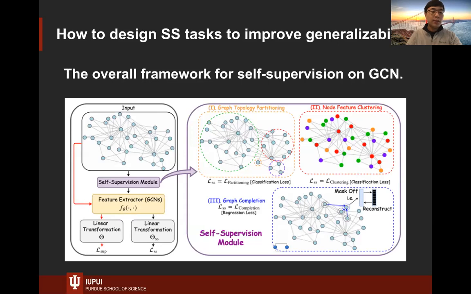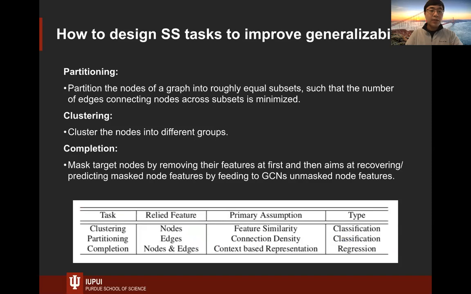For the second question, the paper proposed three tasks: partitioning, clustering, and completion. This figure presents the overall framework for self-supervision on graph convolutional networks. Partitioning is the task that partitions the nodes of a graph into roughly equal subsets such that the number of edges connecting nodes across the subsets is minimized. Clustering is easy to understand. You just cluster the nodes into different groups.